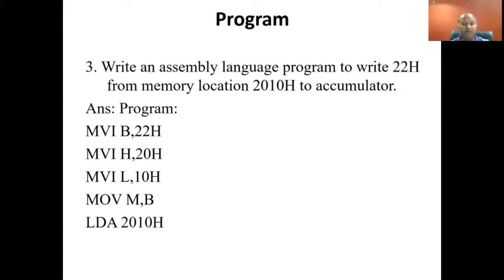Now B has the 8-bit data 22H, and the address specified by HL register pair is 2010H. So 22H gets copied to the location 2010H. Last instruction is LDA 2010H, which means the accumulator will be loaded with the data stored in the location 2010H. That means the data at location 2010H is 22H, which gets copied to the accumulator. So after the execution of this program, the accumulator has the value 22H.